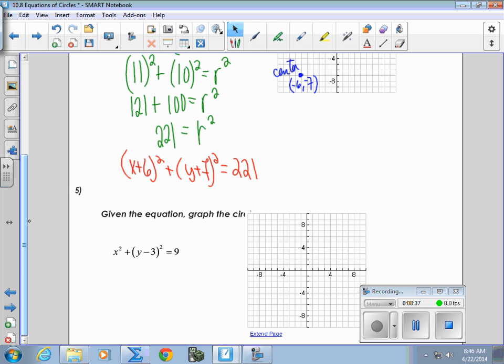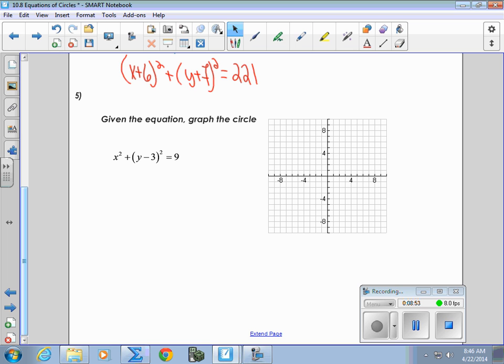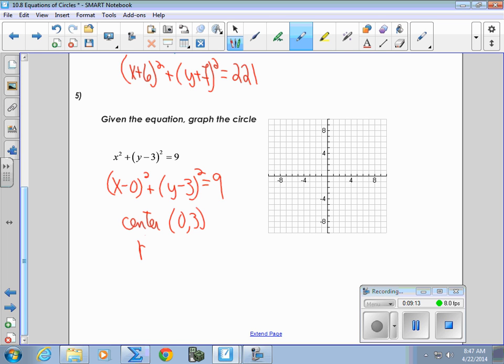Our next problem gives the equation x squared plus (y - 3) squared is equal to 9. Graph the circle. So we have to pick out the center, and then we have to get the radius. So this is really (x - 0) squared plus (y - 3) squared is equal to 9. Well, the center is 0 and 3, and r squared is equal to 9, so r is equal to 3.